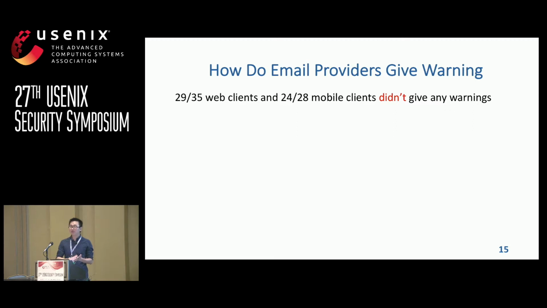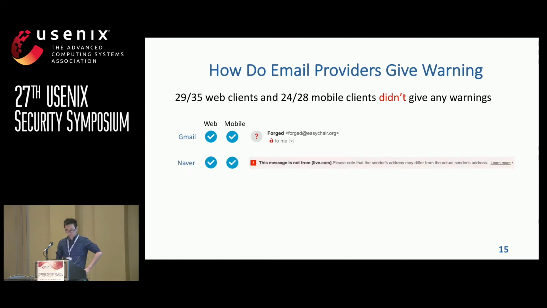So email providers put so many spoofing emails into user inboxes. How do they actually warn users? Our result shows that 29 among 35 web clients and 24 among 28 mobile clients didn't give users any warnings. Here are a few exceptions. Gmail provided warnings on both web and mobile clients. That question mark means Gmail cannot verify the sender.